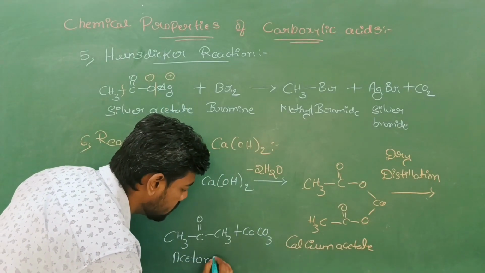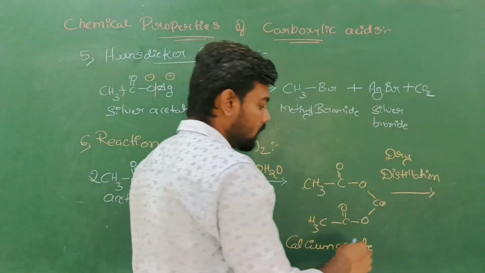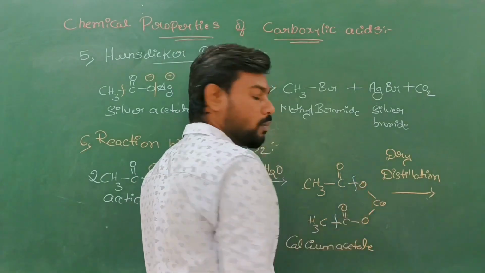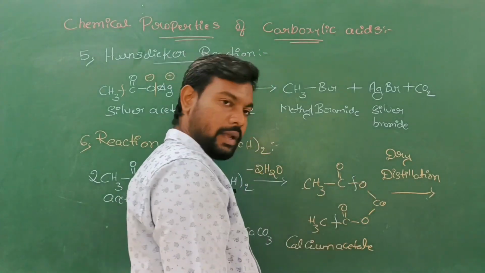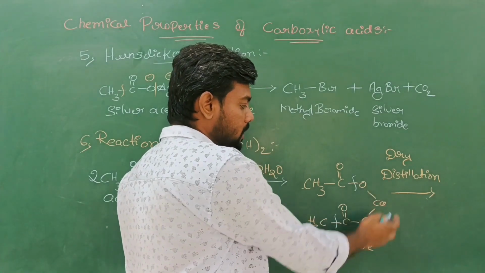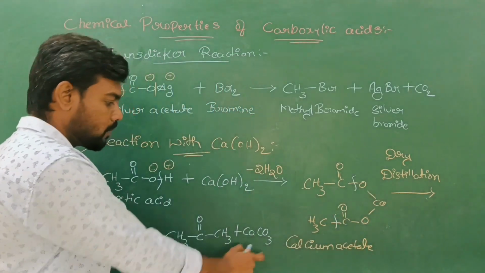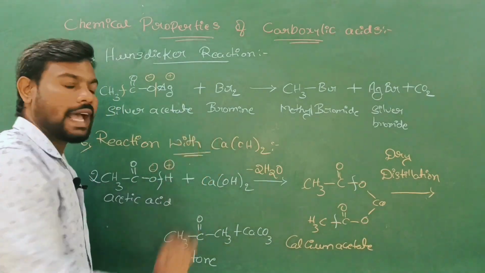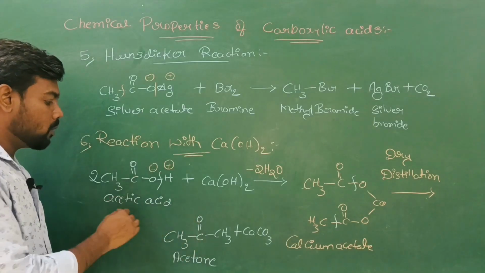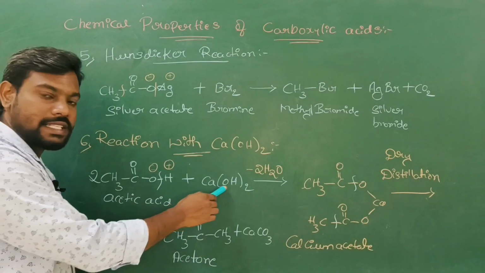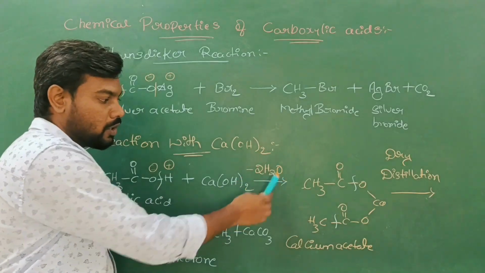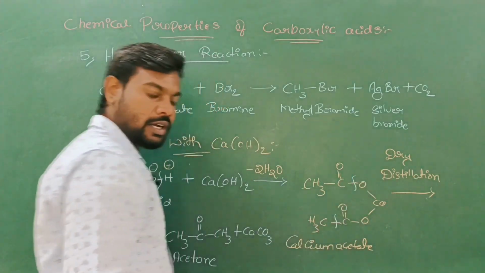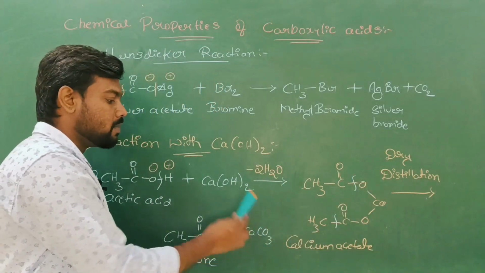See here, the bond between carbon and methyl group will break, and the bond between carbon and oxygen atom will break. Now calcium carbonate and acetone will be formed. This reaction is known as reaction with calcium hydroxide. When two molecules of acetic acid react with calcium hydroxide, there will be a removal of water molecule to the formation of calcium acetate. This calcium acetate undergoes dry distillation to the formation of acetone and calcium carbonate.